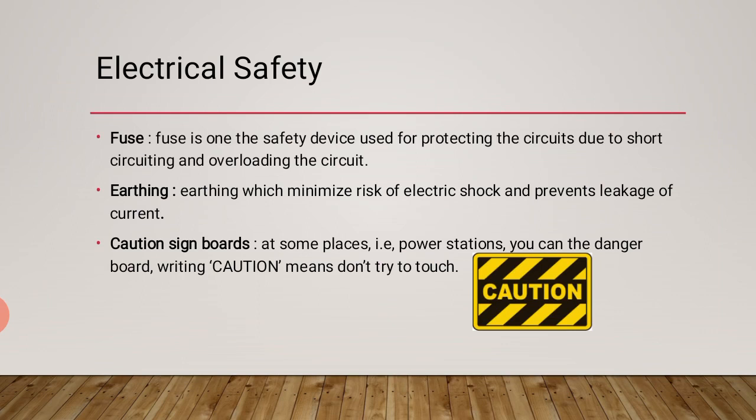So when excess current is there, the fuse will turn off, it protects the circuit and it will not damage the electrical appliances. That's why fuses are used. Next thing is earthing. Earthing minimizes the risk of electric shock. So what happens by doing earthing? It minimizes the risk of electric shock and prevents the leakage of current.